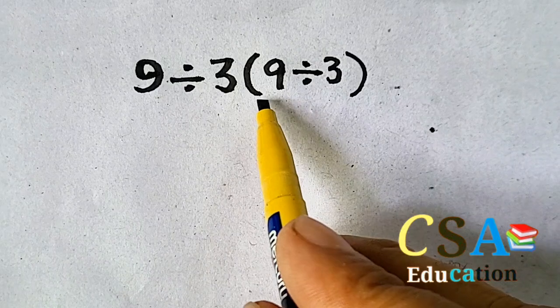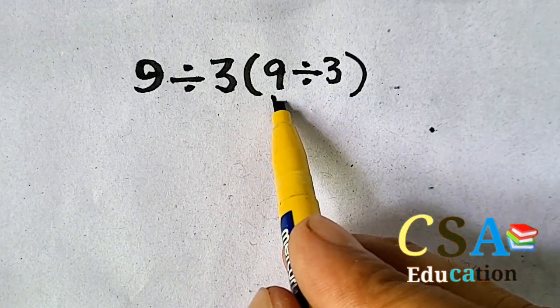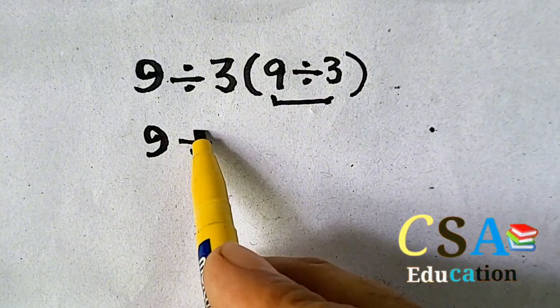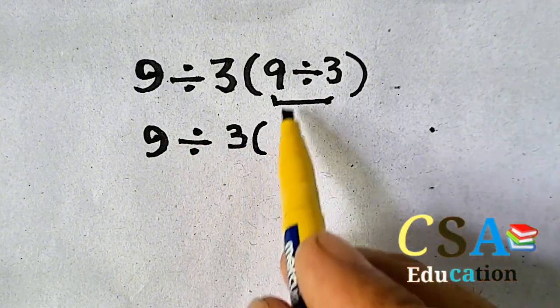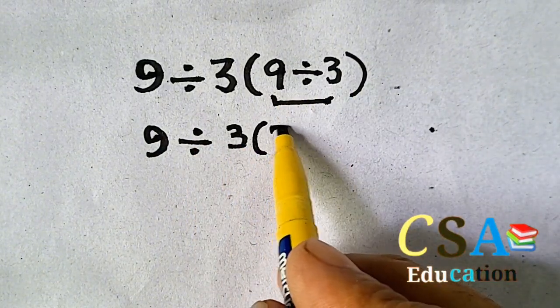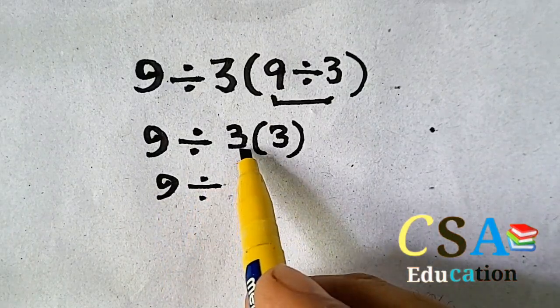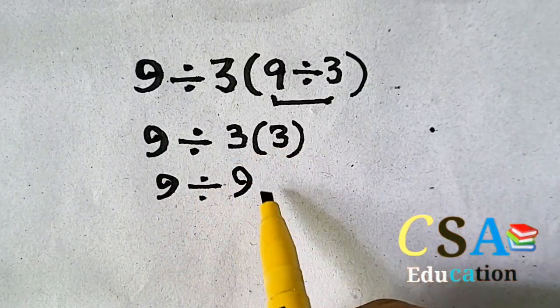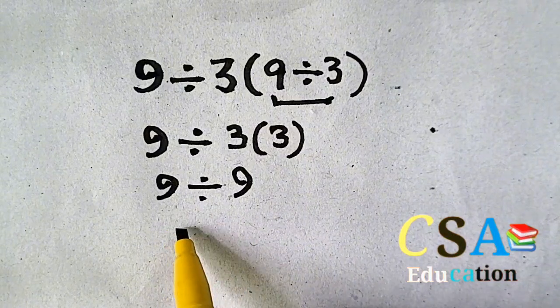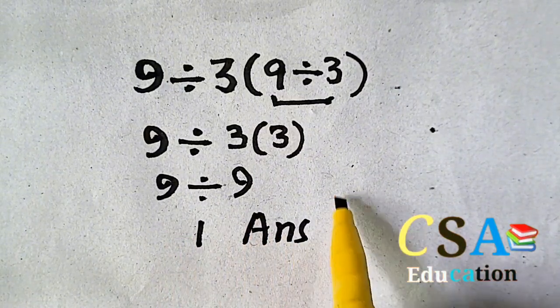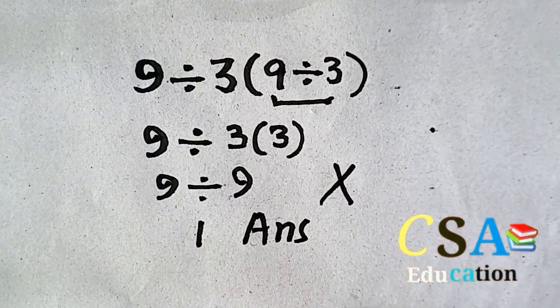9 divided by 3 times 9 divided by 3. First of all, we will solve it. So 9 divided by 3. 9 divided by 3 is equal to 3. So 9 divided by 3 times 3, it is equal to 9. So 9 divided by 9 is equal to 1, hence 1 will be our answer, but it is wrong solution.